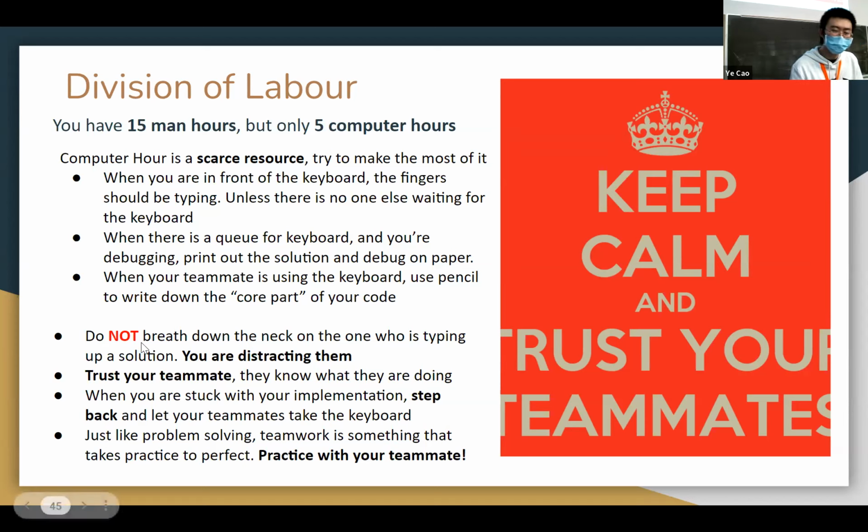Here are some do's and don'ts. Do not breathe down the neck of someone who is typing out a solution. When you're typing and your teammate is doing that, how are you going to feel? Not good. The pressure they put on you is probably going to make you make some mistakes. So do not breathe down the neck of whoever is typing out the code.